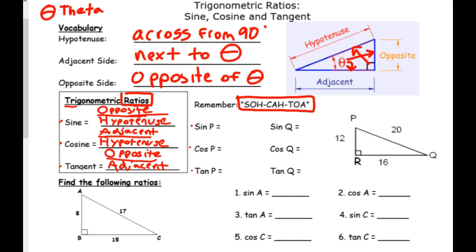So here's the deal. What is the angle on all three of these? P. We're starting at P. So that means my theta is P. So here's what I want you to do. Put a little arc at P, where that angle would be. Okay?